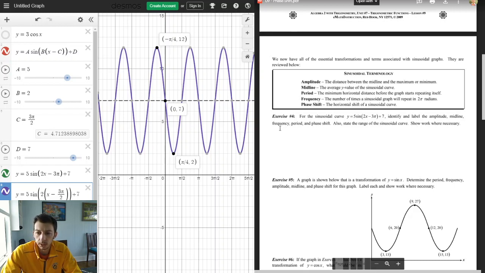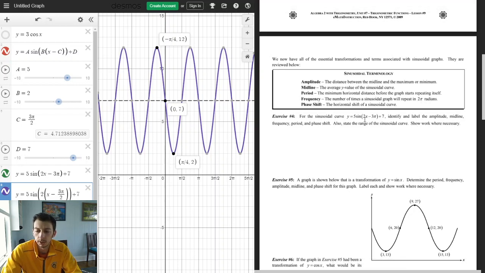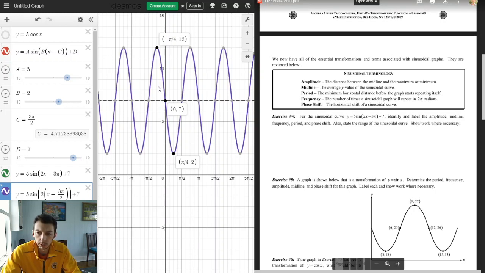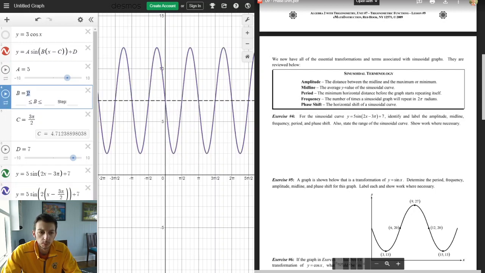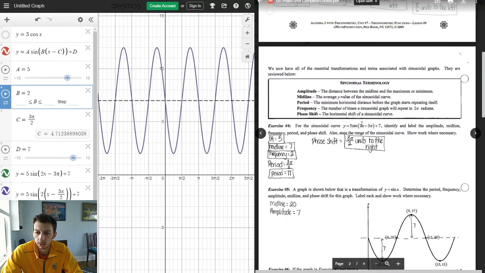Your frequency, now remember the frequency is the number of times the graph will repeat in 2 pi radians. So that frequency, when you're going to calculate it, you can take your period and basically reverse it. So in this case we know our period is going to be 2 pi divided by 2, which is just pi, and I can show you the work for that. And your period is pi. Now your frequency literally is that value.